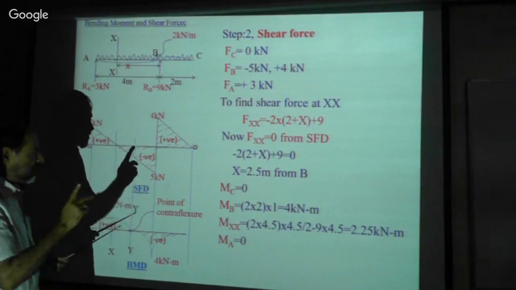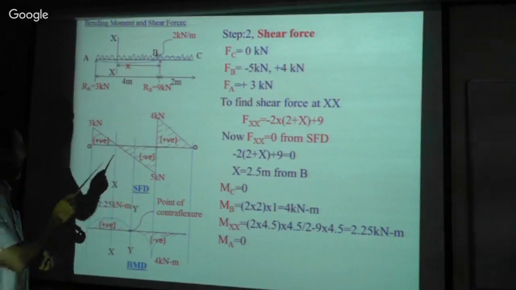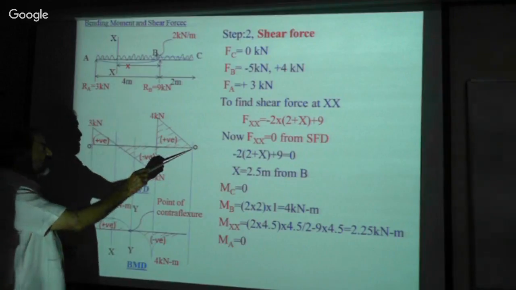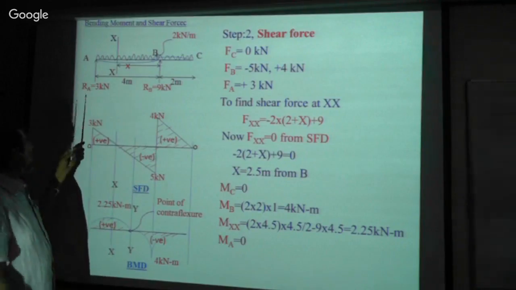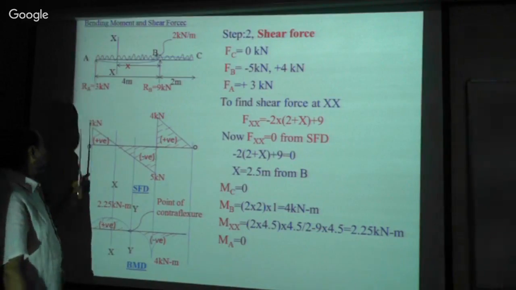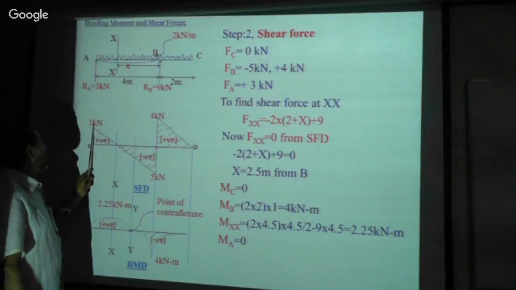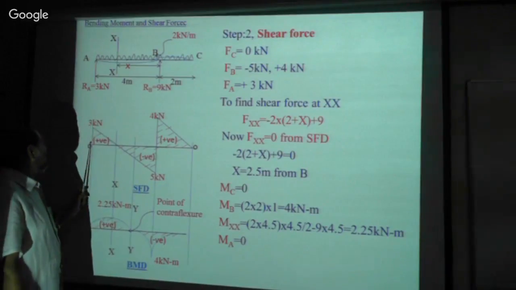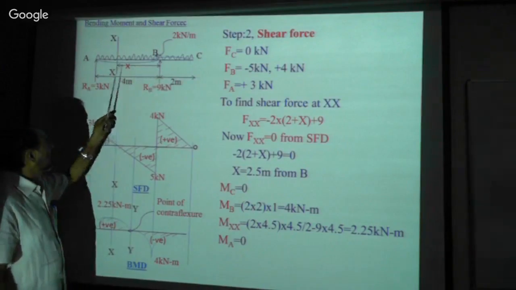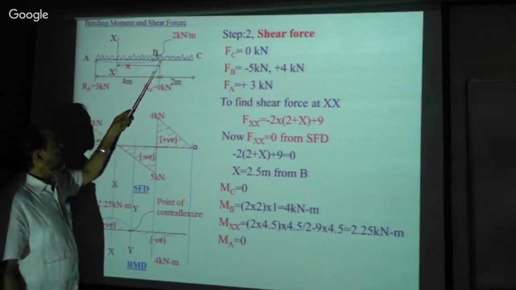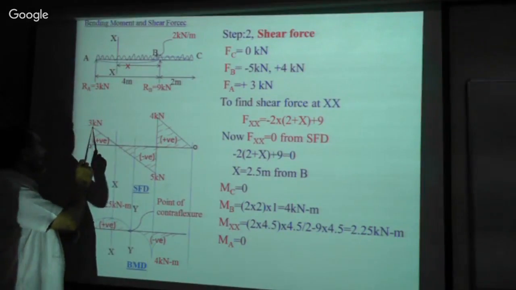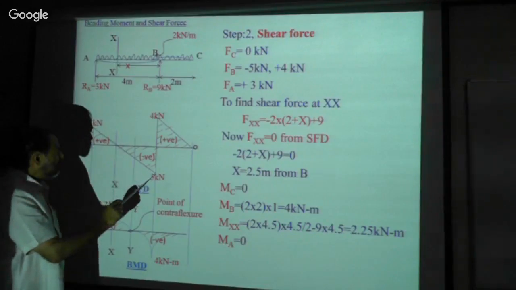Now let us plot the shear force diagram. To plot it, draw the zero reference line. At this point, reaction RA, 3 kilonewton, is acting upward. Let us go up by 3 kilonewton and draw this line. And from here to here, 4 into 2, that is 8 kilonewton, is acting downward. Now we have gone up by 3 kilonewton, so let us come down by 8 kilonewton.